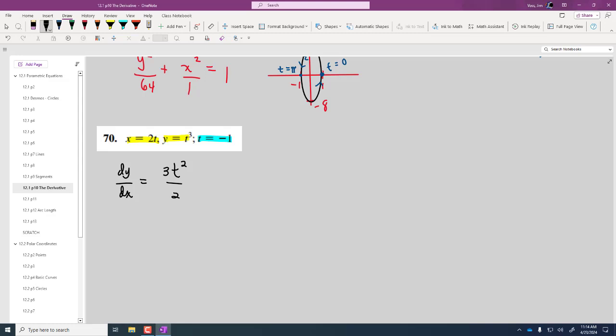The one change is that this dy/dx is not a function of x, it's a function of t. So if we want dy/dx at a t value, we indicate that with this evaluation symbol. All we do is plug it in, and there's our slope: 3/2. So that's the slope of the tangent when t is -1.